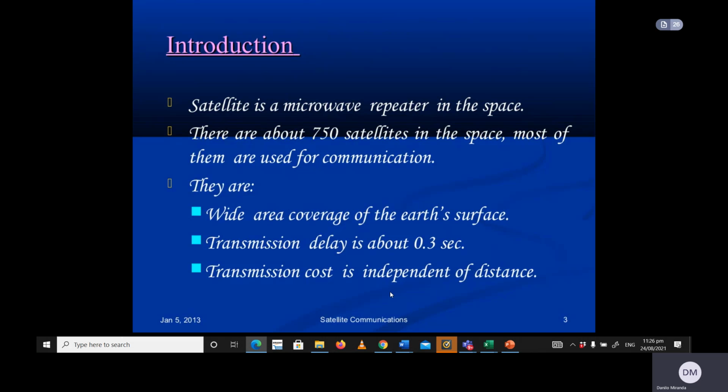So the cost depends on the distance of the satellite. Pag LEO, mas mura. Pag MEO, mas mahal. Pag GEO, yun siyempre yung pinakamalayo. Pero basically, we are under the LEO. Even yung internet is under the services of LEO.